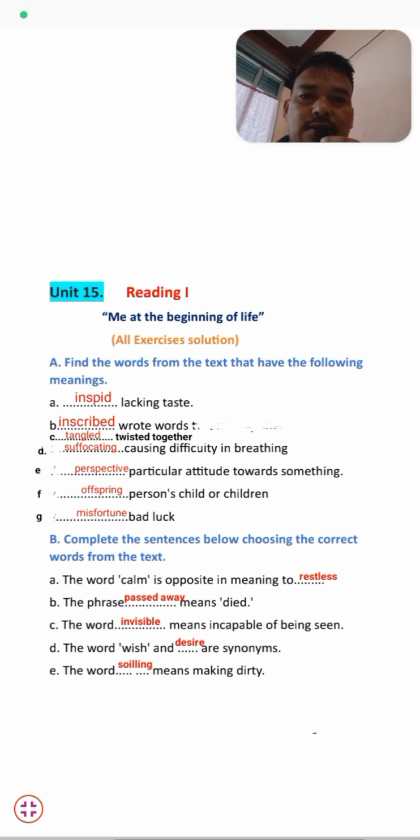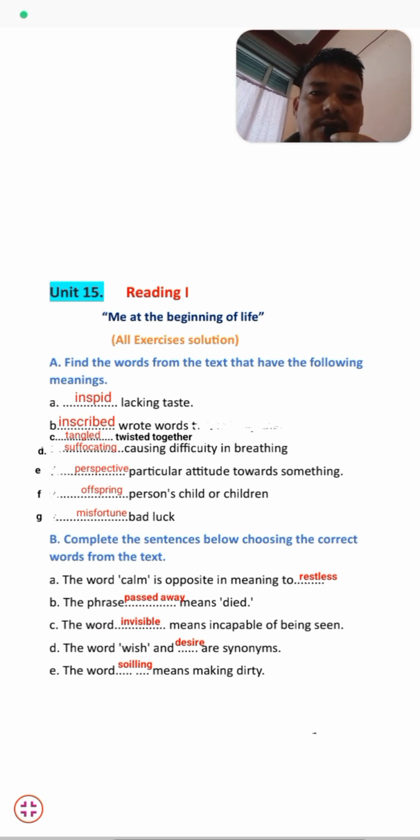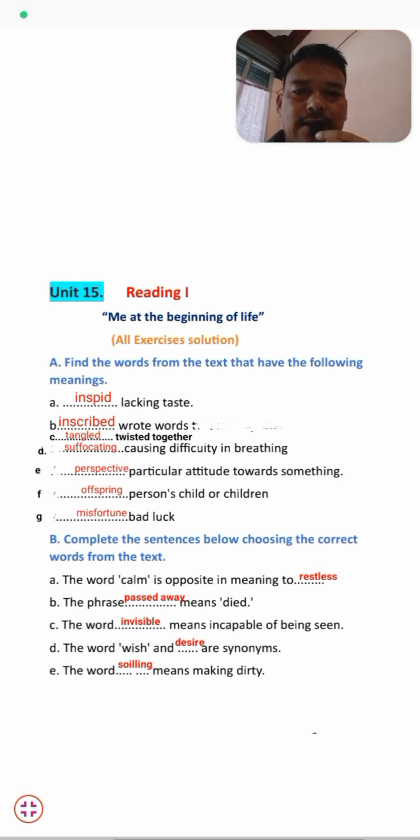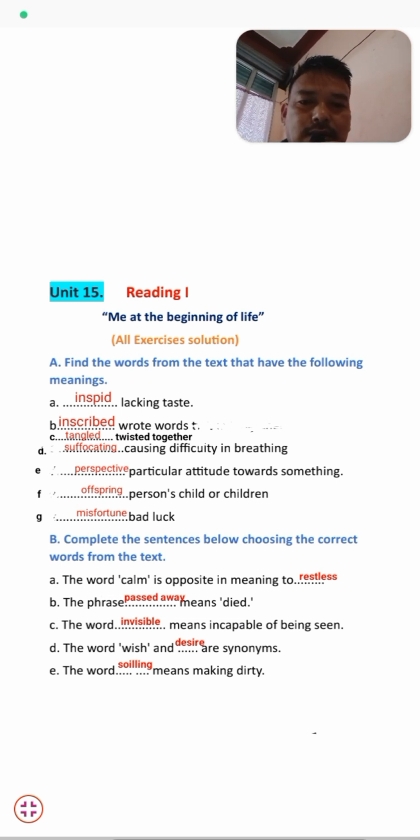Students, that's all about your exercise A, and now move to the next exercise, that is B. Complete the sentences below choosing the correct words from the text. Again, you have to choose the right word from the text and fill it in here. The first one: the word calm is opposite in meaning to restless.